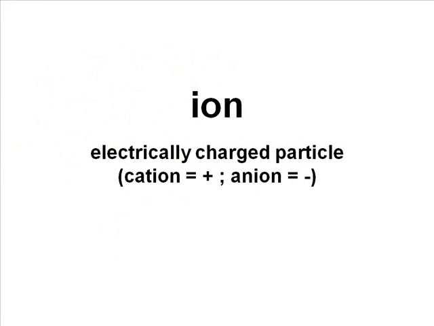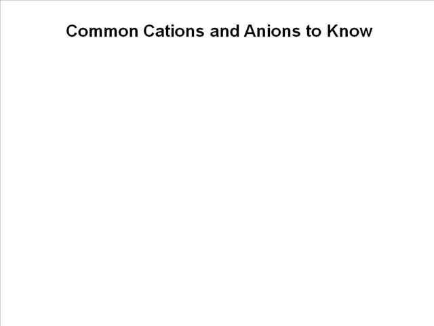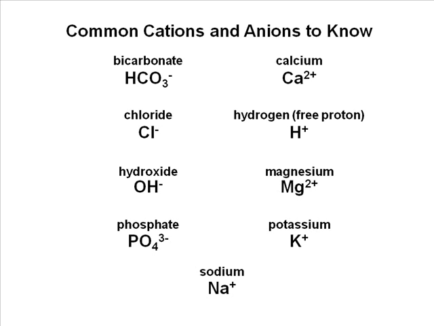An ion is an electrically charged particle. It's the product of one atom donating an electron and another receiving it. The attraction between oppositely charged ions is called an ionic bond. There are some common cations and anions that you ought to know because they come up a lot in human physiology. And here's your list of 9. Bicarbonate, calcium, chloride, hydrogen, peroxide, magnesium, phosphate, potassium, and sodium. Make sure you know how to correctly write each of these cations and anions, including having the charge correct.